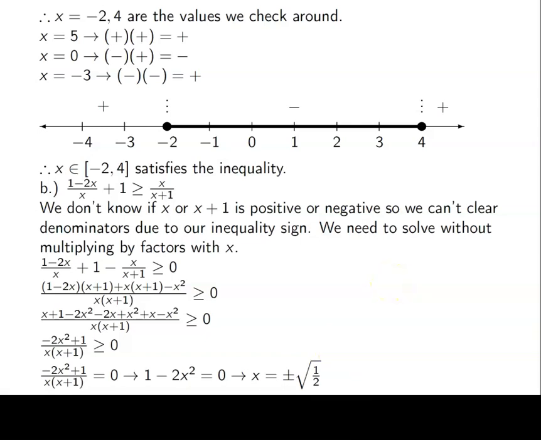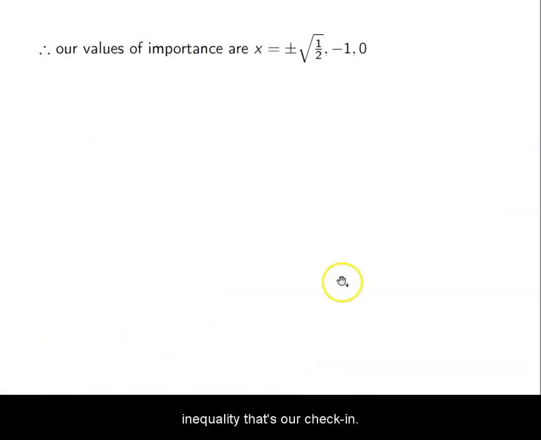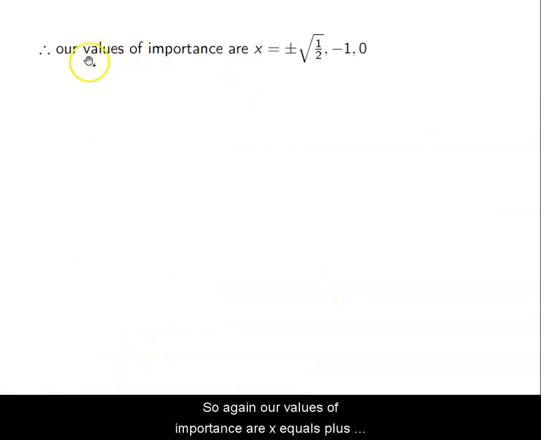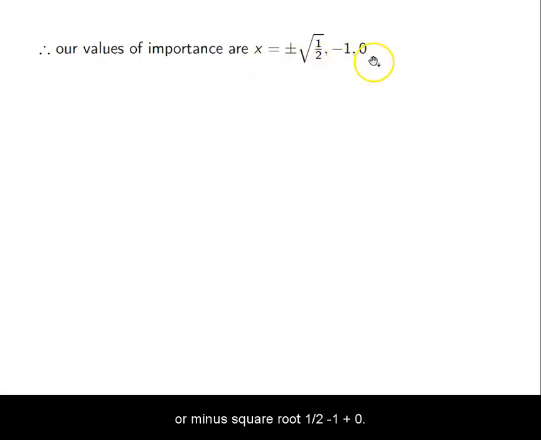Okay, so let's go ahead and look at this. So we're going to use this reduced form when we check our signs. We'll look at what happens when we plug in values in between our checkpoint values in this reduced form, and whether or not they're positive or negative and they satisfy this inequality. Okay, so that's what we're checking here. So again, our values of importance are x equals plus or minus square root 1/2, -1, and 0.